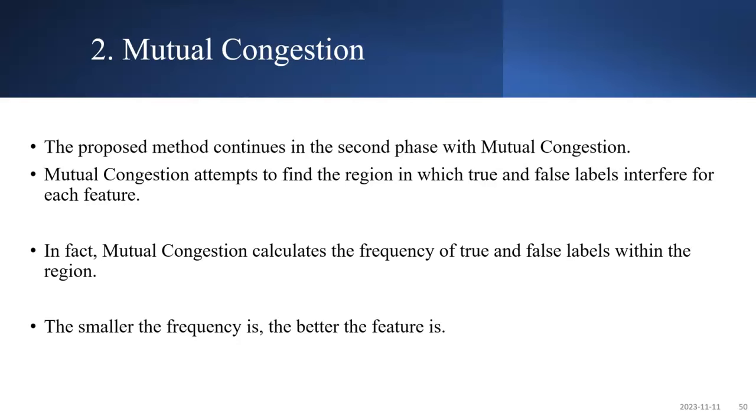Second thing, we go for mutual congestion. So here we go for frequency. In the topic we see frequency is the most important thing. So we calculate the frequency of true and false within the region, and the smaller the frequency, the better the feature. So we keep the features which have a smaller frequency.